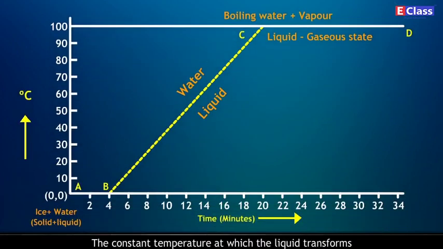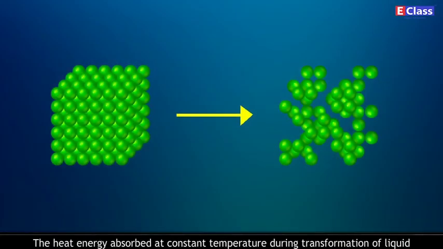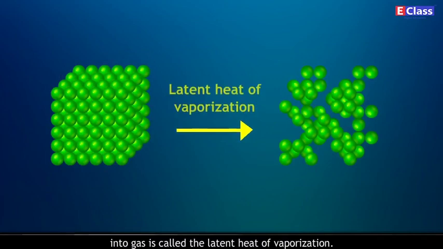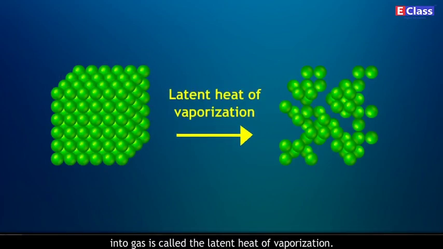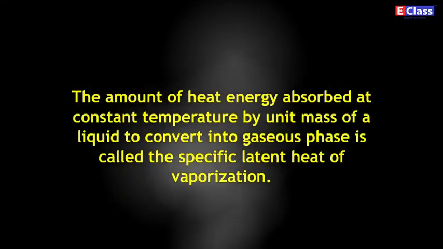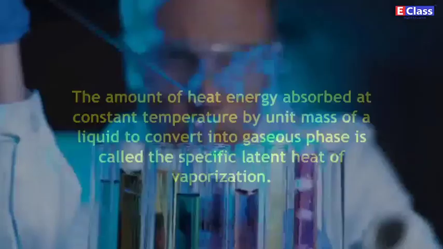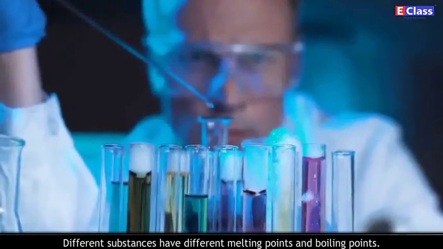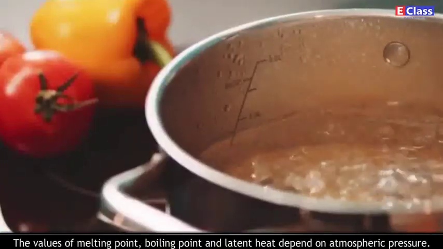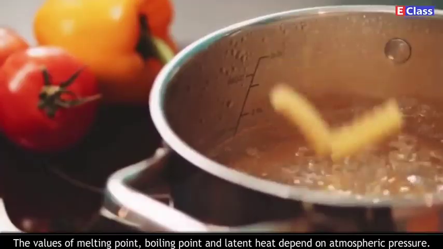The constant temperature at which the liquid transforms into gaseous state is called the boiling point of the liquid. The heat energy absorbed at constant temperature during transformation of liquid into gas is called the latent heat of vaporization. The amount of heat energy absorbed at constant temperature by unit mass of a liquid to convert into gaseous phase is called the specific latent heat of vaporization. Different substances have different melting points and boiling points. The values of melting point, boiling point, and latent heat depend on atmospheric pressure.